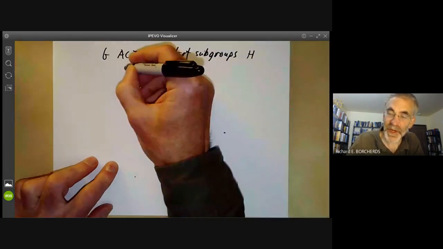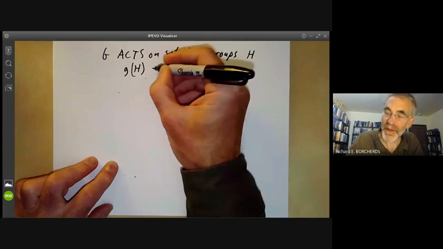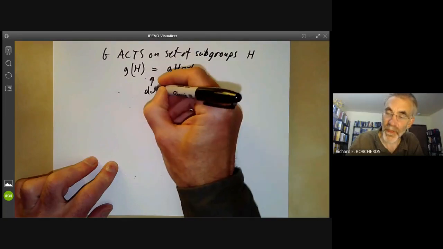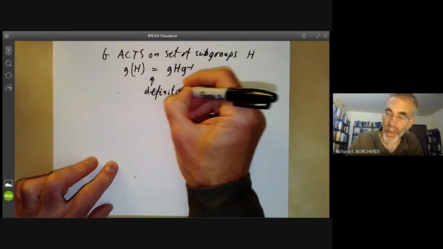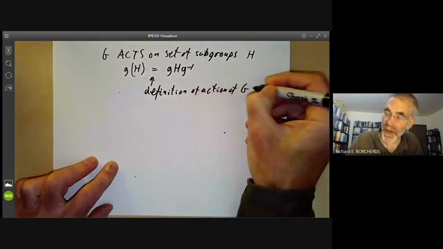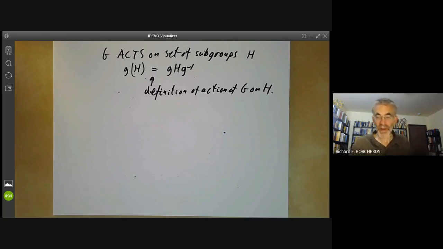The action is given by g of H. I'm defining an action, and this is defined to be gHg^-1. So this is the definition of the action of G on H. So let's work out what this action looks like for the subgroups of the group S3.